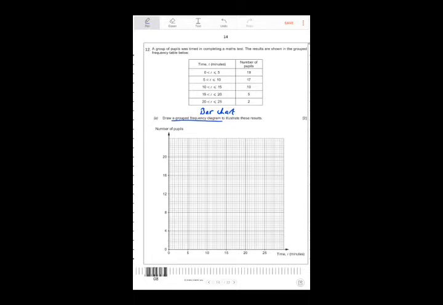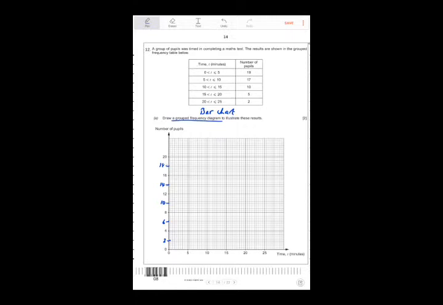So for every 5 squares, what we could do here is just pop in 2, 6, 10, 14 and 18, because if every 10 squares is 4 pupils, every 5 squares is 2 pupils. This will help you draw the bar chart correctly. Let's have a look then.